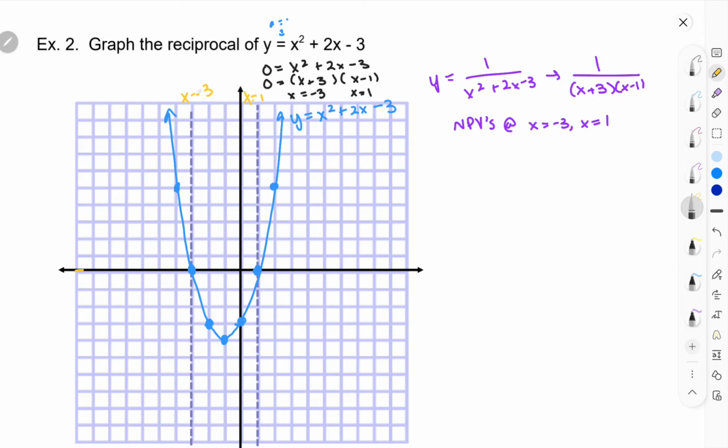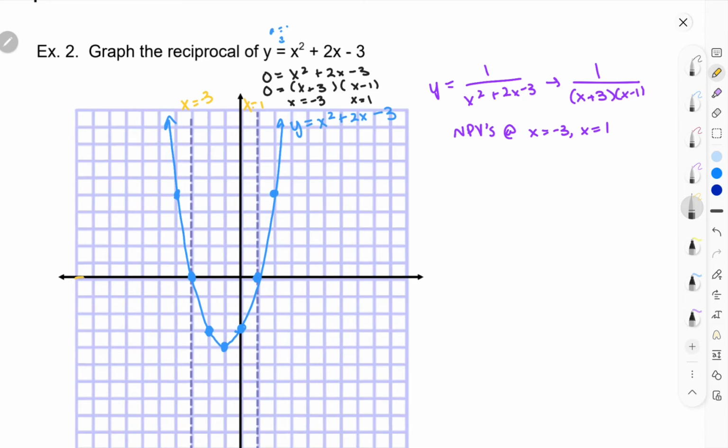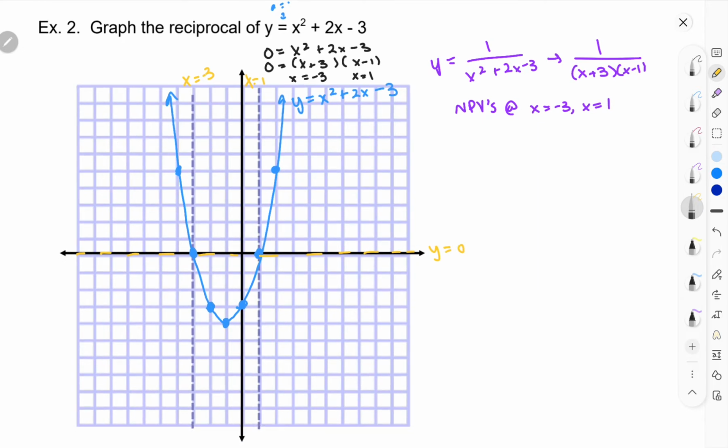I could also sketch in that horizontal asymptote just to remind myself I'm not crossing that x-axis. I'm going to sketch my invariant points. So at positive 1 and negative 1, again, these are not at nice x values, but I do make sure they meet when y is positive 1 and y is negative 1.